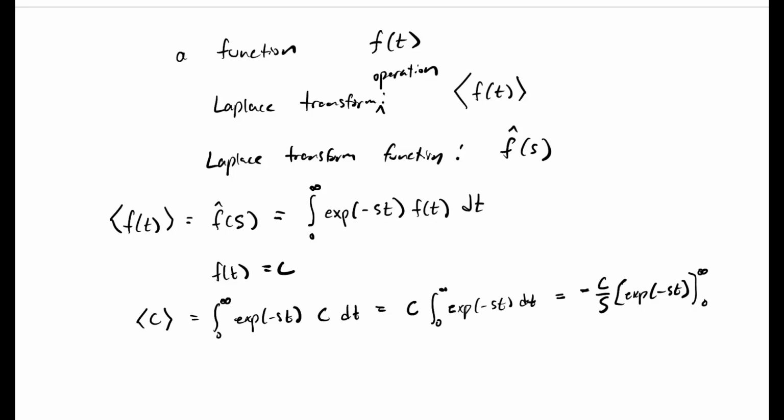Okay, and then finally we can evaluate those and we get minus c over s. Right, so exponential of minus s at infinity minus exponential of minus s times 0. Right, and this just gives us c over s.